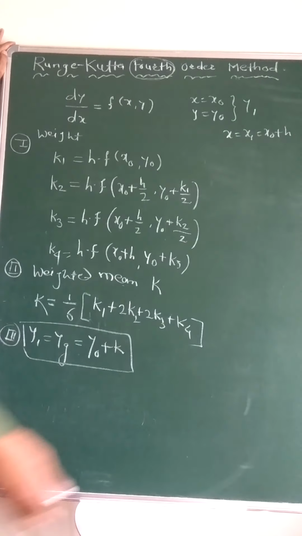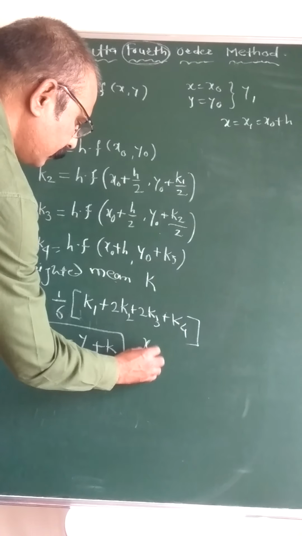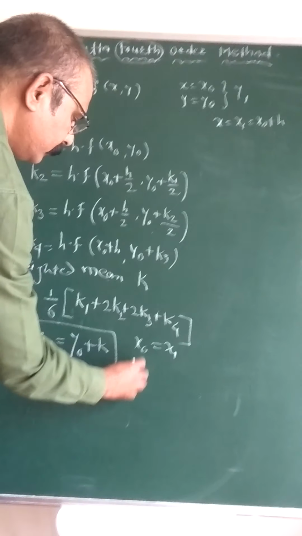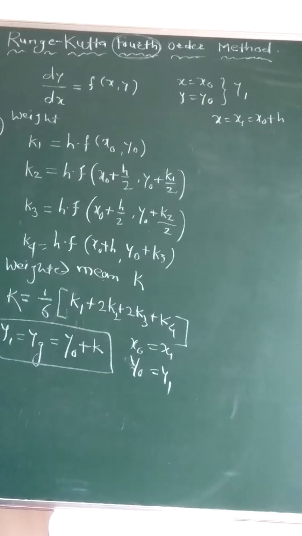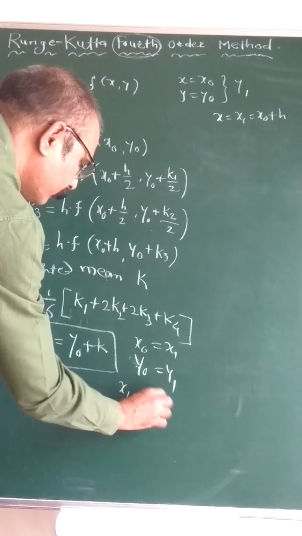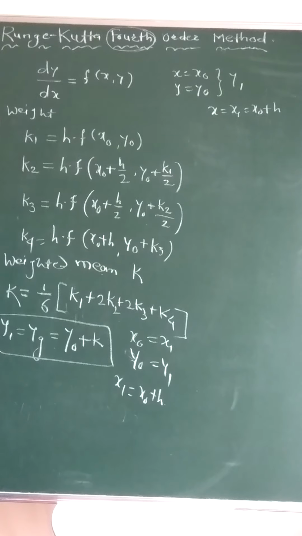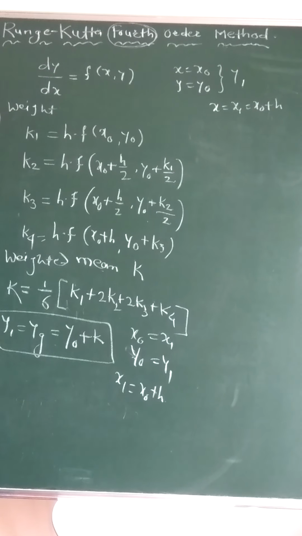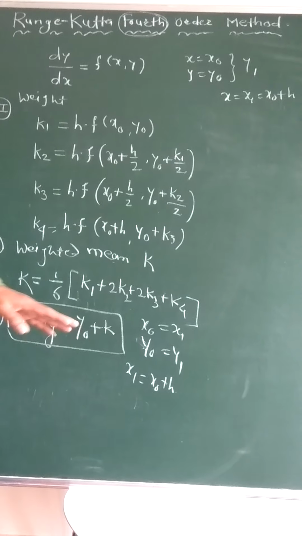Now for the next iteration we have to replace the value of x0 as x1 and y0 as y1. Then find again new x1 as x0 plus h. Likewise repeat the procedure until the last value of x, that is xg, and find the various values of y1, y2, y3, y4.